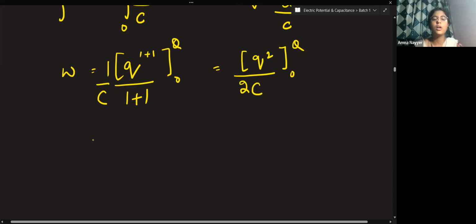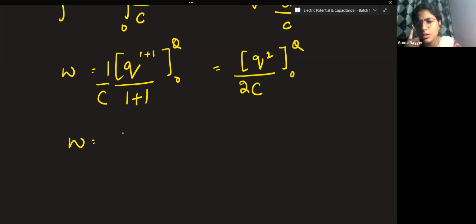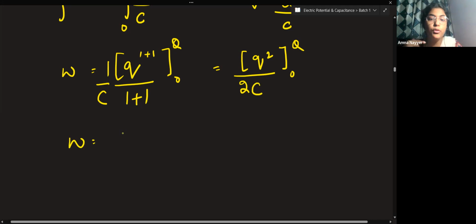So work done is what? First put the upper limit, and then subtract the lower limit. We have discussed integration so many times, and when we began this chapter, electric potential, we also discussed differentiation and integration. So if you are not able to recall, text me.